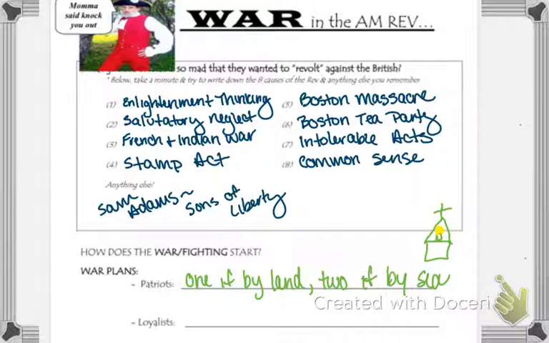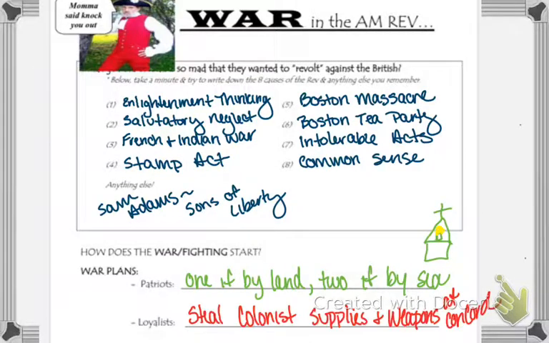The Loyalists, on the other hand, the British supporters, decide that the best way to keep the Patriots under control is to go to Concord, a city in the colonies, and steal all of the supplies and weapons at Concord. That way, the Patriots can't attack the British. So that's their plans, and this is how the fighting actually starts.